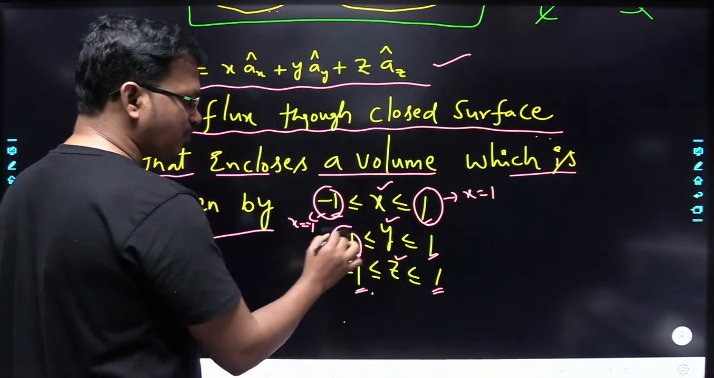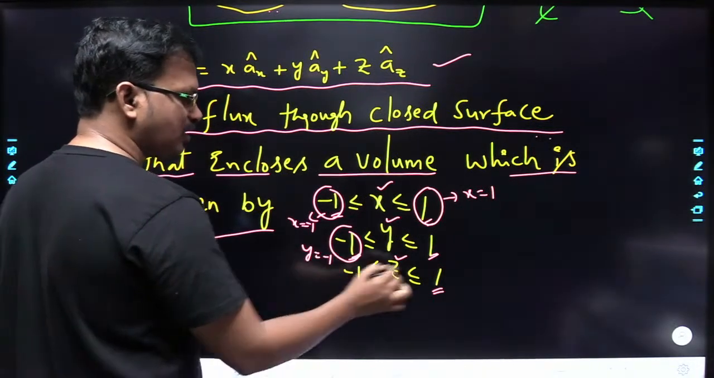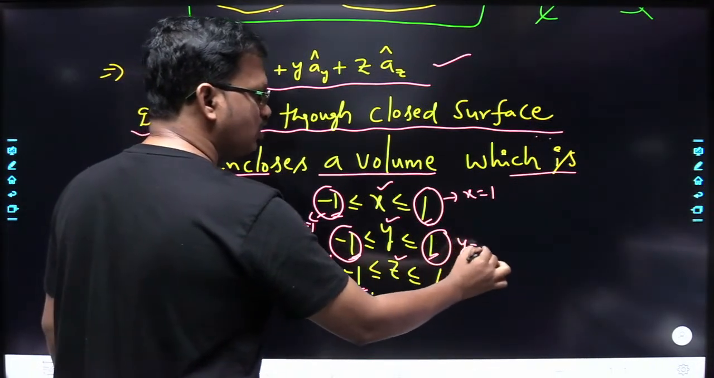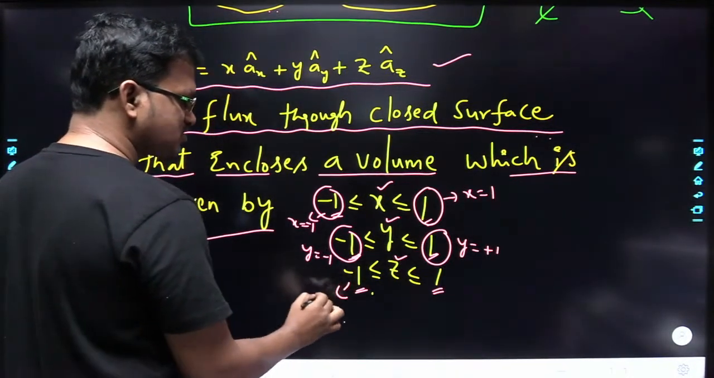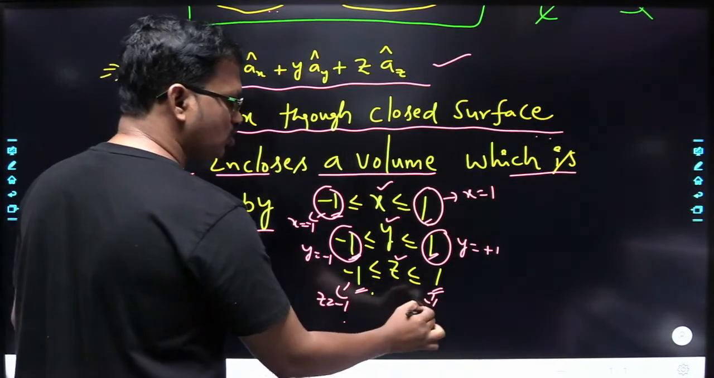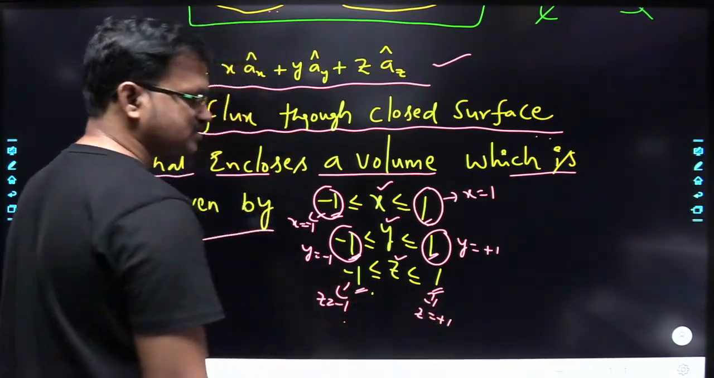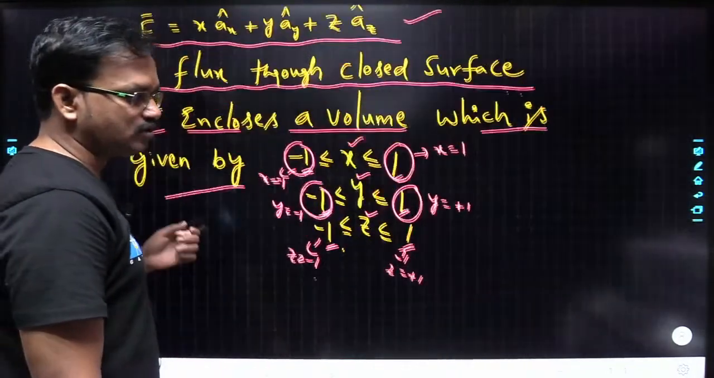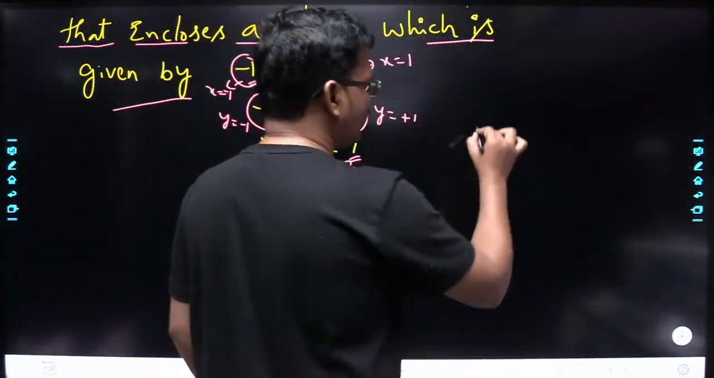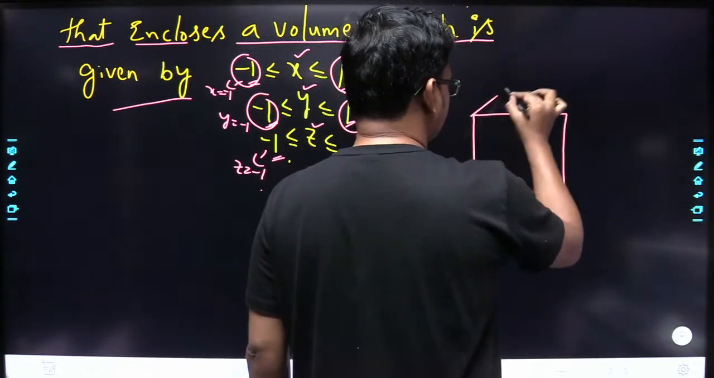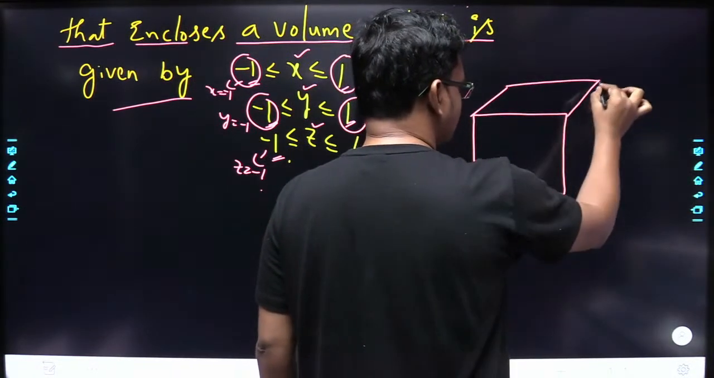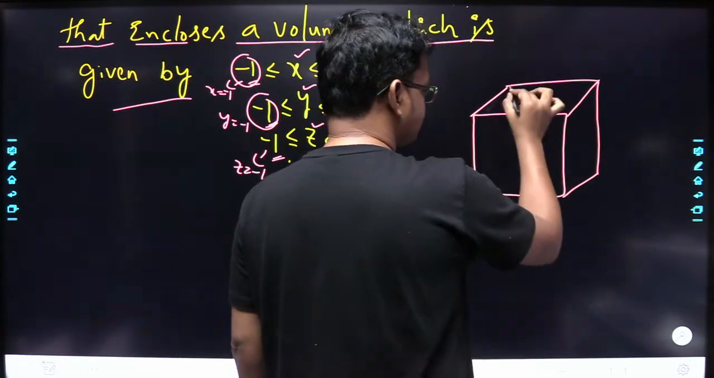Next, y equal to -1 and y equal to +1 will represent another two surfaces. And z equal to -1 and z equal to +1 will represent another two surfaces. So you are going to have the cube like this. We have already discussed this, I am just revising it.